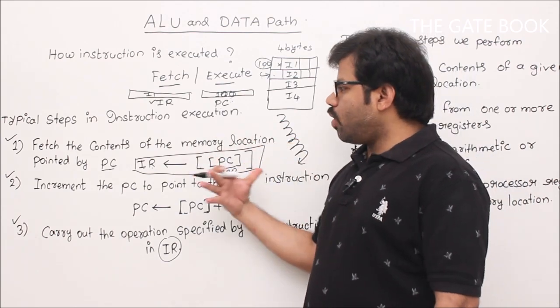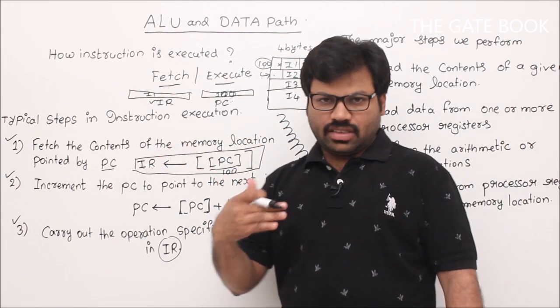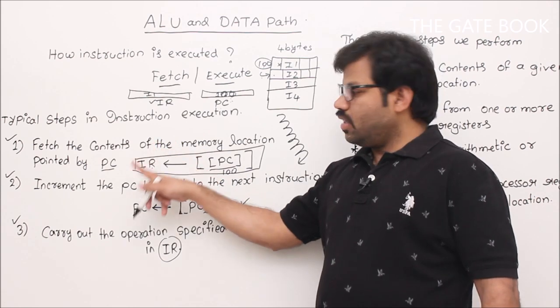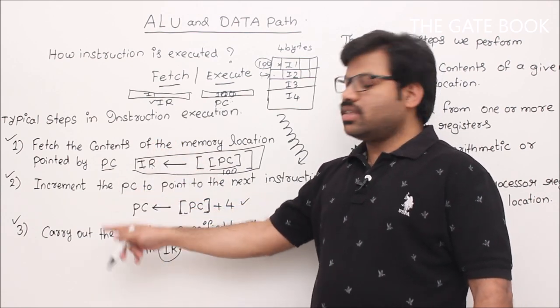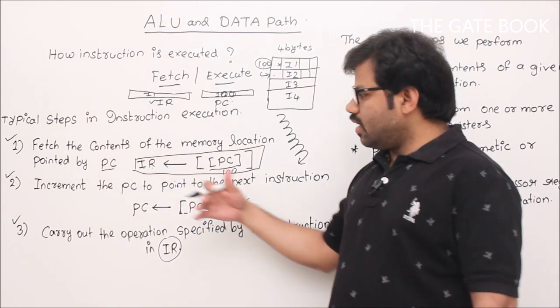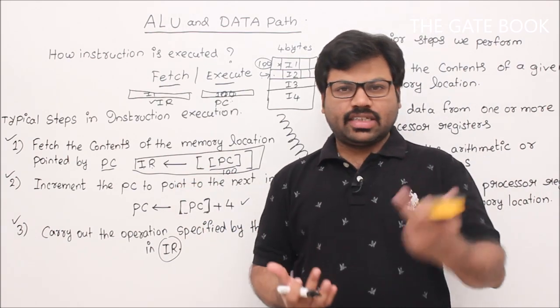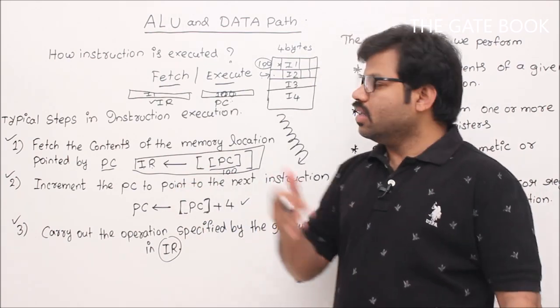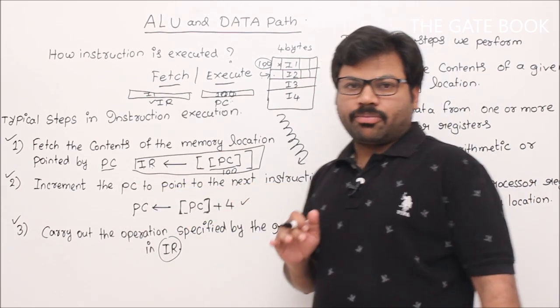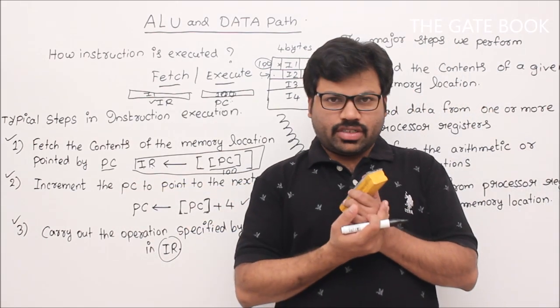But if you see in the broad way, there will be three things, correct? Fetch the instruction, increment the program counter. Third step is carry out the operation. This is the general thing, right? Unless there is branching. We will see those things later. So this is a rough idea. Now, sir, what is the meaning of execution generally?